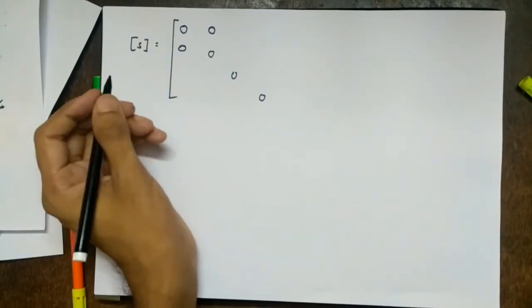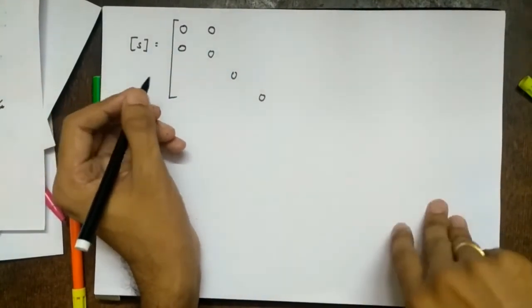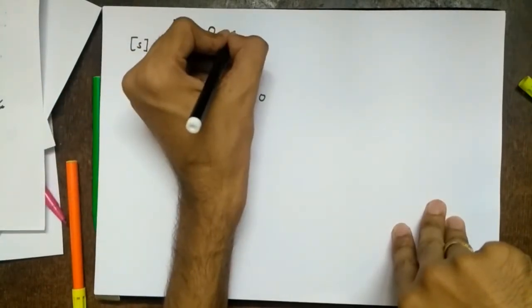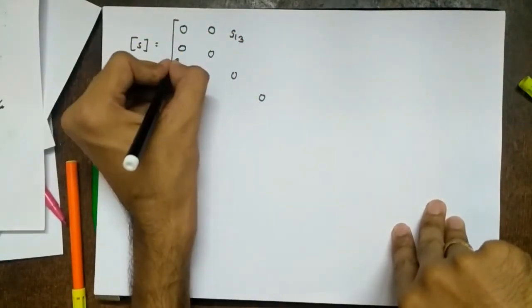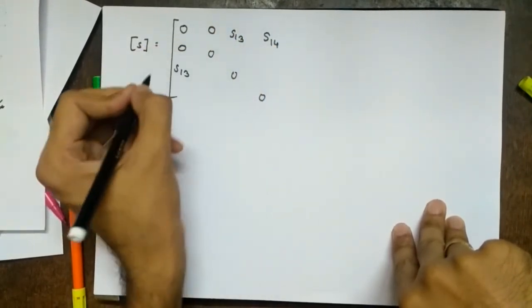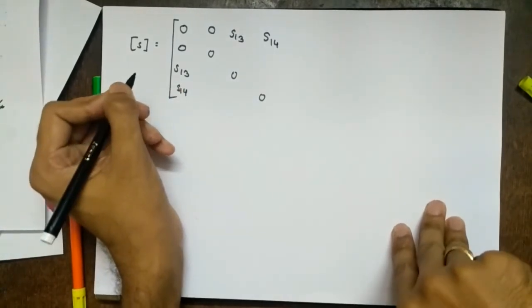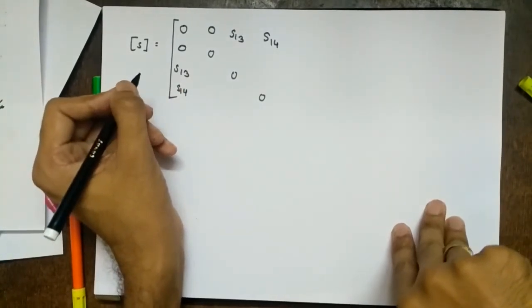Then obviously the network is reciprocal, right? So I'll have, if this is S13, this has to be S13. This is S14, this will be S14, right?